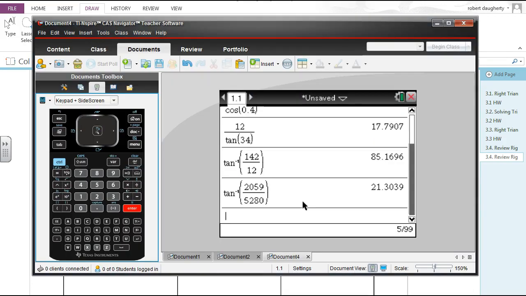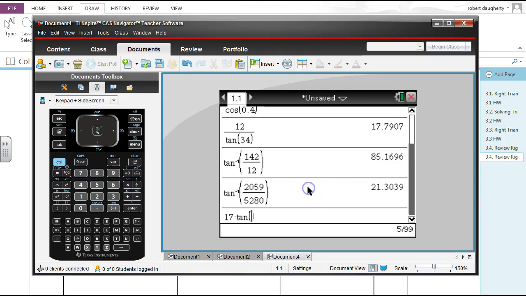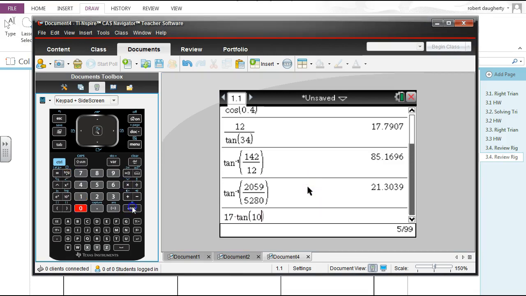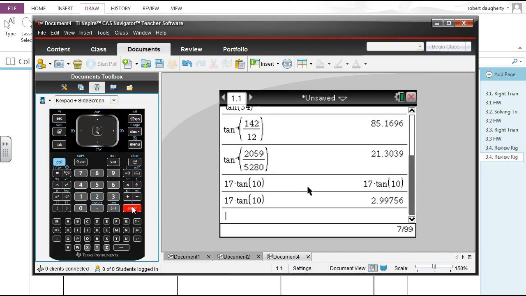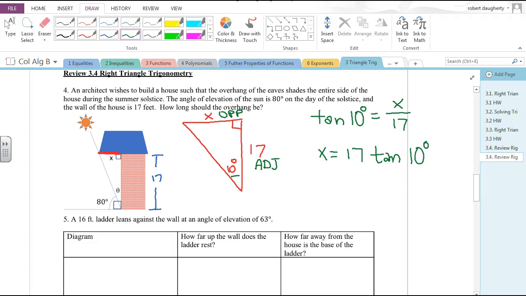I'll go to my calculator. 17 times the tangent of 10, and let me get the approximation of that. That is 2.997. So that's roughly 3.0. So I'm going to just go with 3.0. So it tells me that it should be 3.0, and that's measured in feet. So that overhang should be 3.0 feet in length.